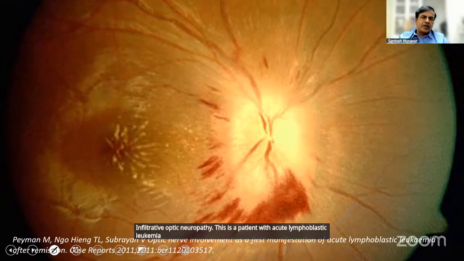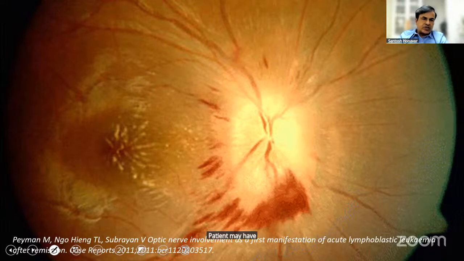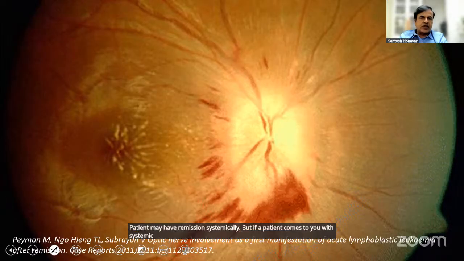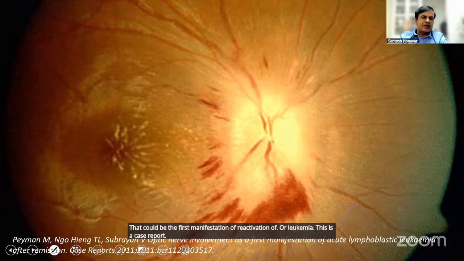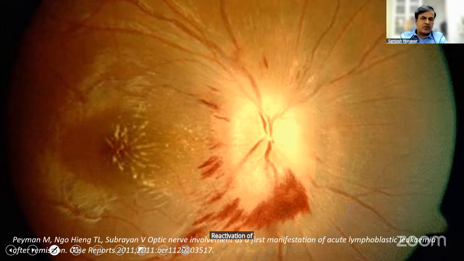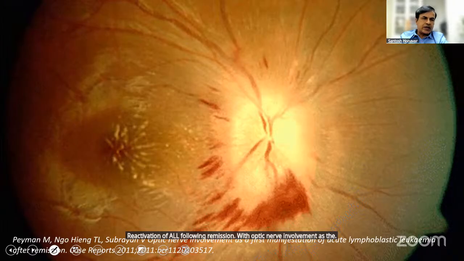So whenever a patient has a relapse, patient may have remission systemically, but if a patient comes to you with systemic remission and loss of vision, and if you find this, that could be the first manifestation of reactivation of a leukemia. This is a case report, reactivation of ALL following remission with optic nerve involvement as the first sign of reactivation. That's because eye acts as a sanctuary for leukemia.